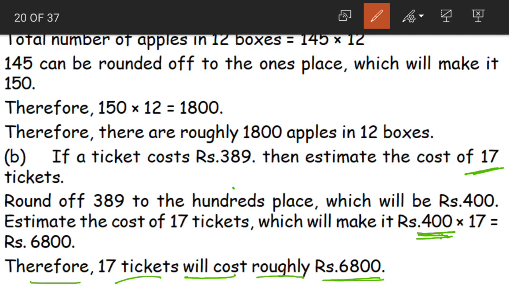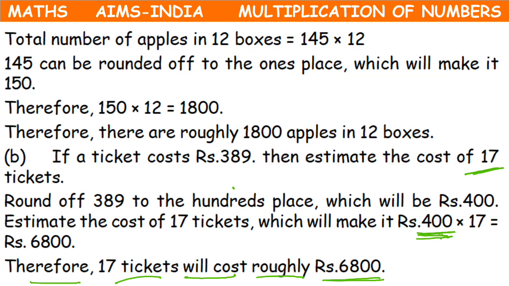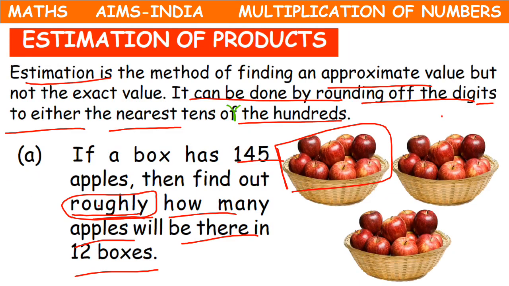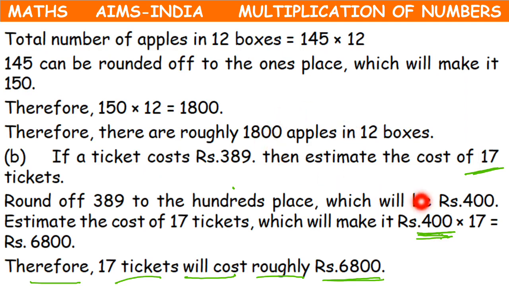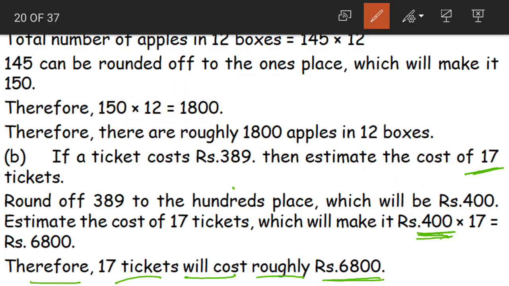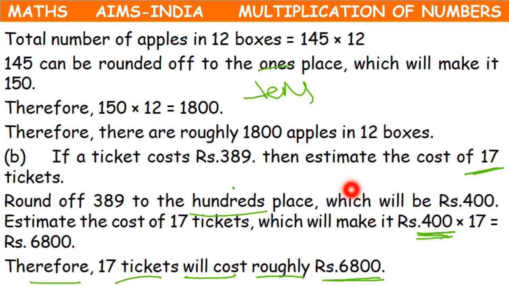Yes children, I hope this was clear, right? Estimating the product. How to estimate the product? First, round off the given number to the nearest tens, not ones, nearest tens or to the nearest hundreds place, and then multiply it with the other factor. That will give us the estimated product.